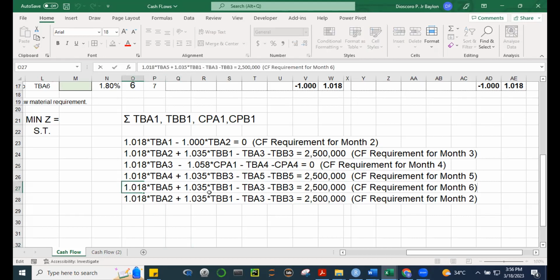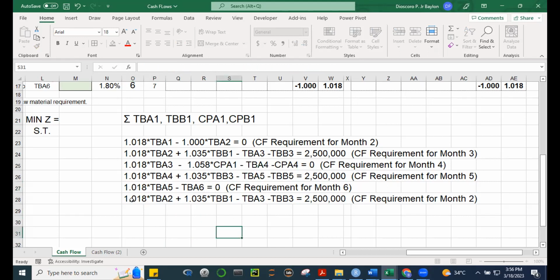And then minus TBA 6. Minus TBA 6. Okay, nothing more? And equal to 0. Equal to 0. Yeah, good. All right, so this will be the cash flow requirement for month 6.